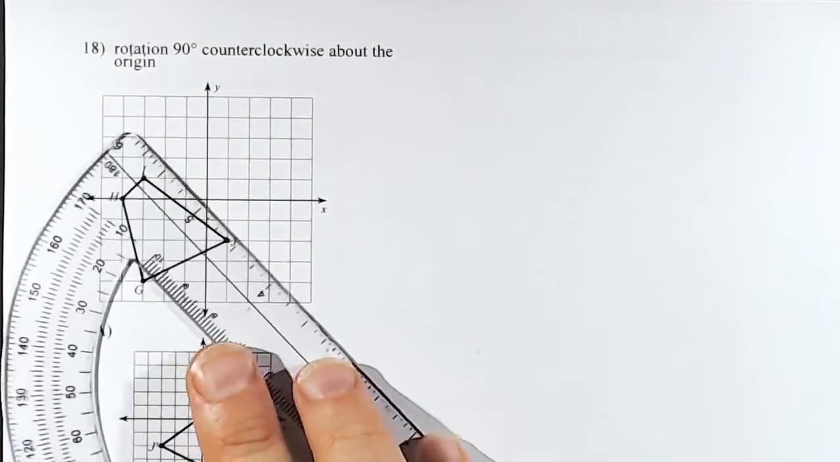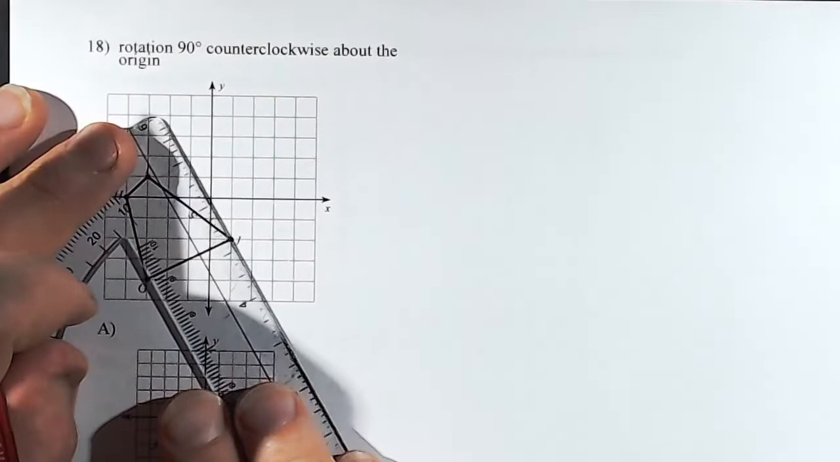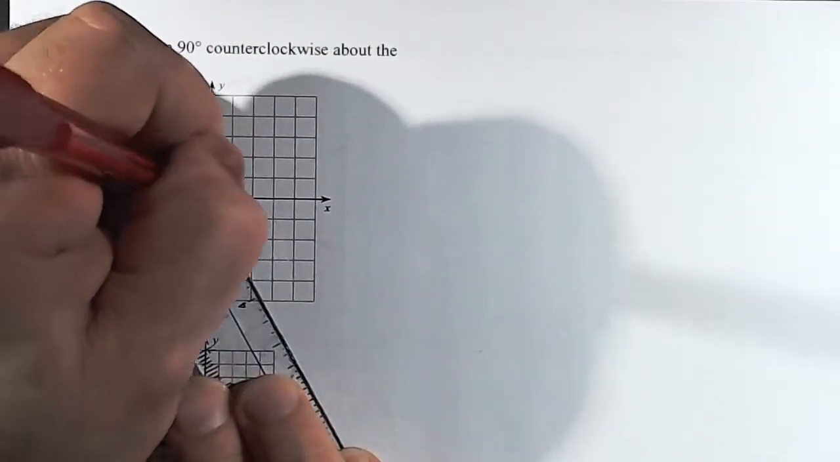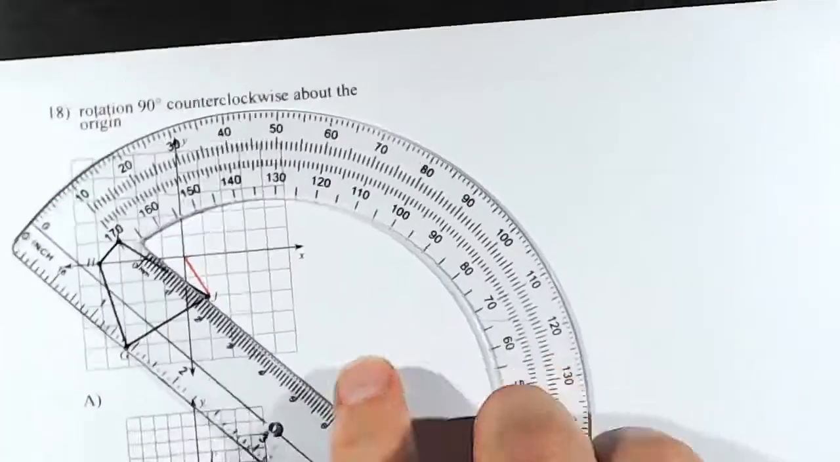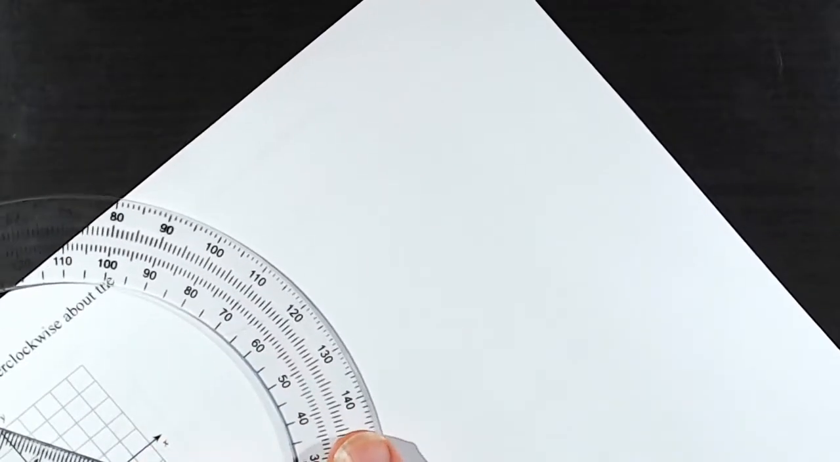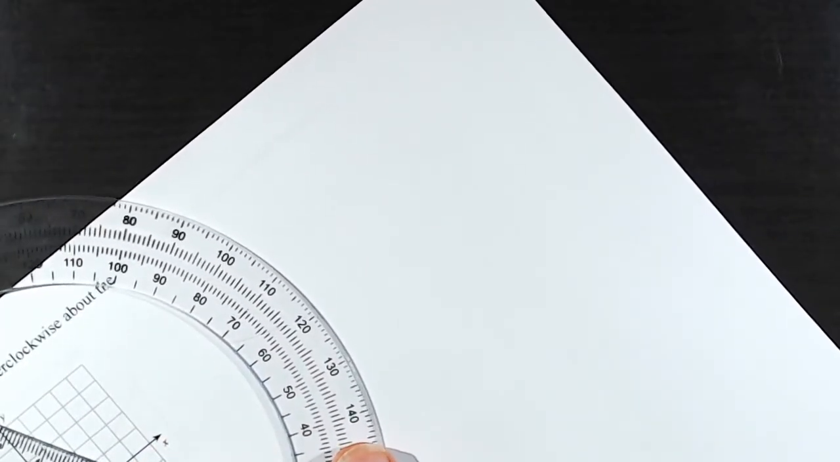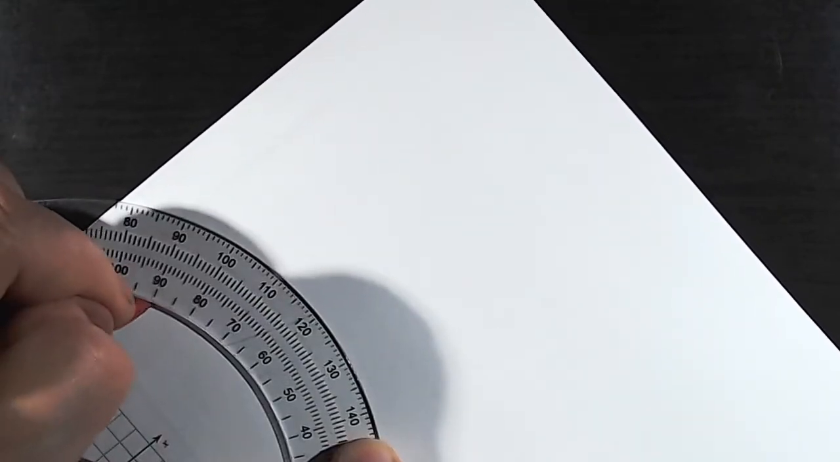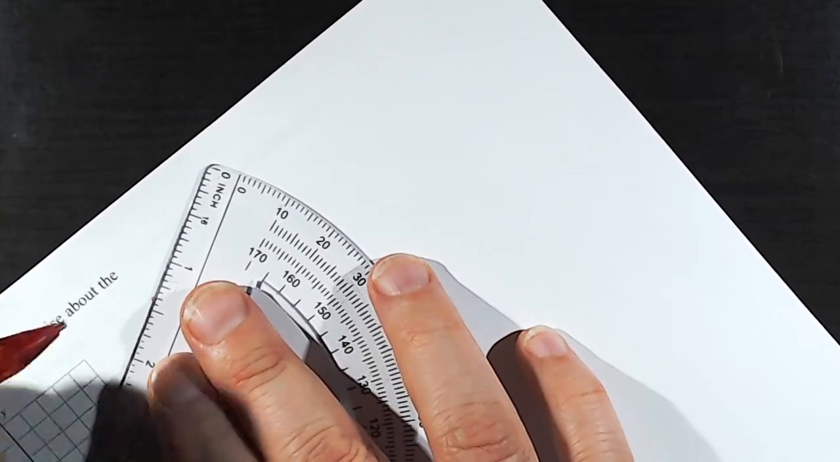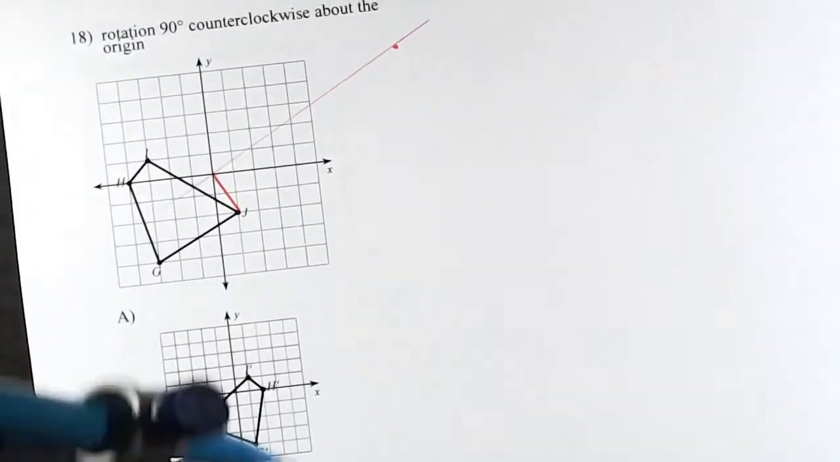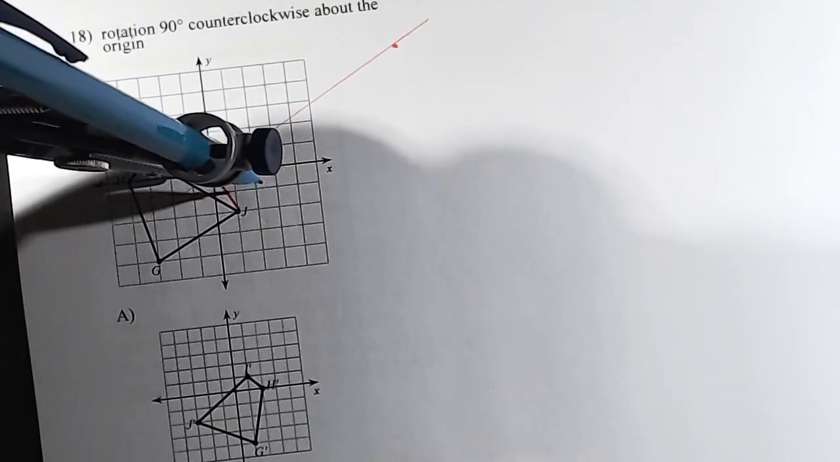If you wanted to do this with a compass, you could draw a line between the center of rotation and the point you're going to rotate, all right? And then you'd mark off 90 degrees counterclockwise. So you'd mark off this point here. So you're going to be rotating your line through this point, okay? So now you'd come back and you'd rotate that point.